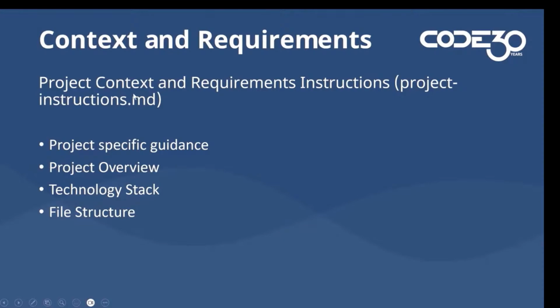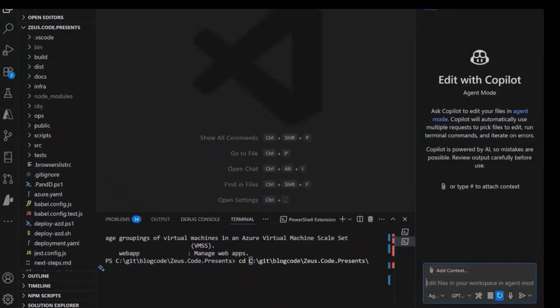So project context, this provides project-specific guidance, project overview, a technology stack, and the file structure. If I go back here to code, I just want to talk about the instruction files. So let me show you, I have these stashed.